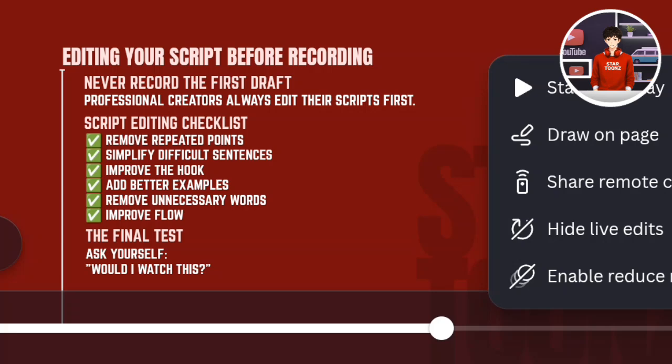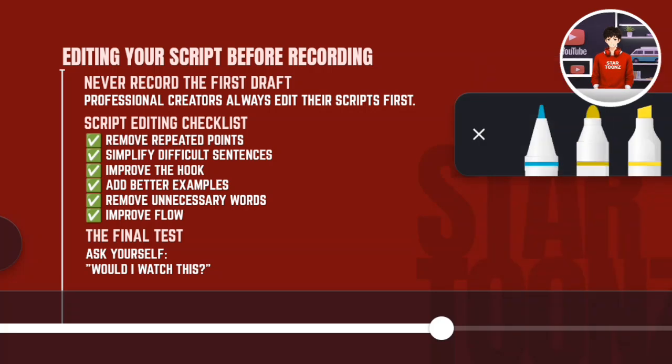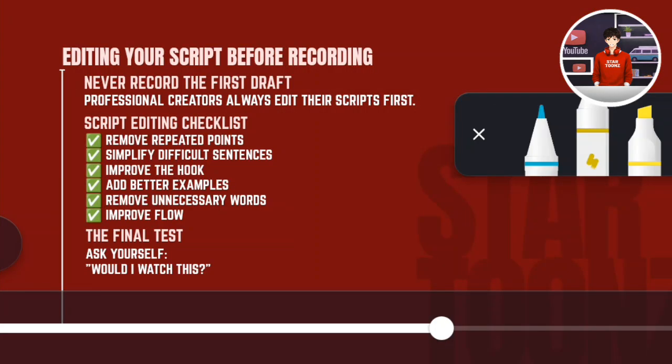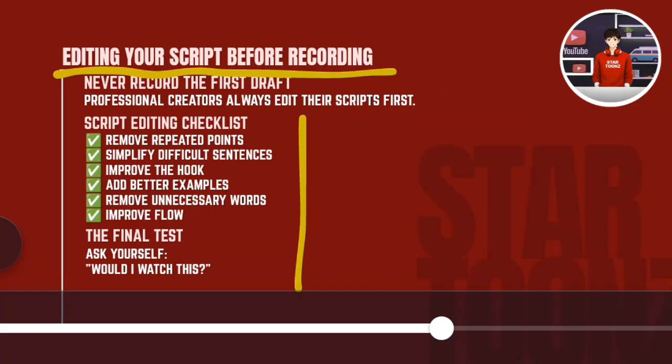Many beginners think that once they've finished writing a script, they're ready to record. Professional creators know that's only the first draft. The real improvement happens during editing. Think of a movie. The first version of the script is rarely the final version. It gets revised multiple times. The same should happen with your YouTube scripts.